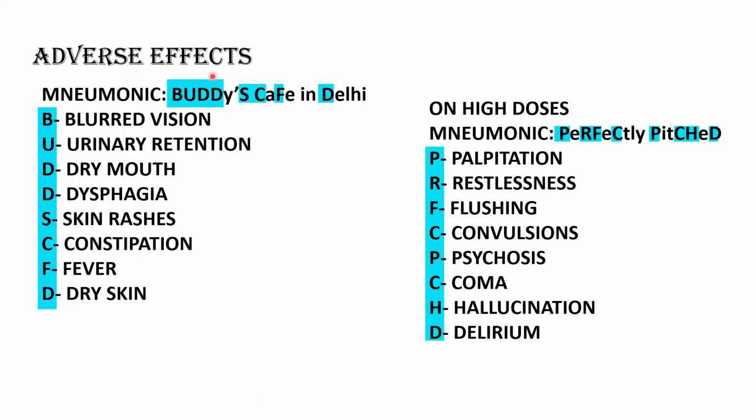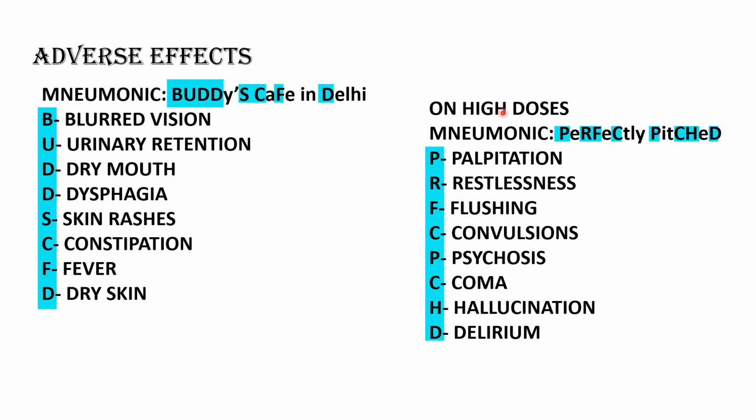Adverse effects. Mnemonic is BUDDS CFD: B for blurred vision, U for urinary retention, D for dry mouth, D for dysphagia, S for skin rashes, C for constipation, F for fever, D for dry skin.